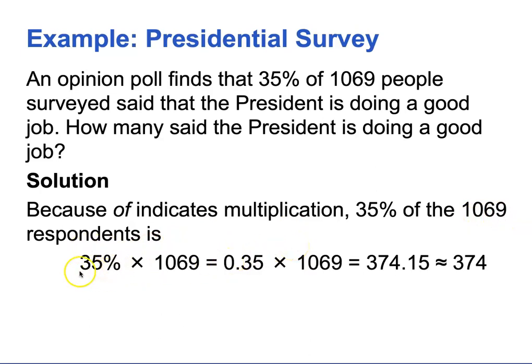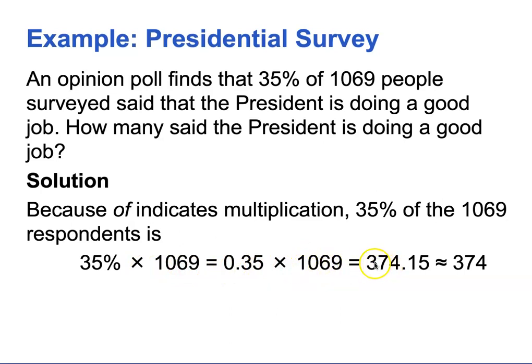The first thing you need to remember is when you change a percent to a decimal, you always start where the decimal is understood. Since this says 35, the decimal is understood to be to the far right, and you have to move it 2 times over to make it a decimal. So we would move the decimal in front of the 5 and then in front of the 3. So 35% is the same as 0.35. So we're going to take 0.35 and multiply it times 1,069.